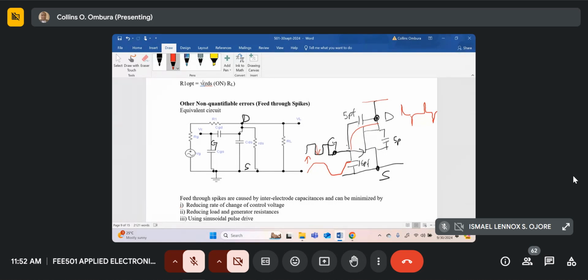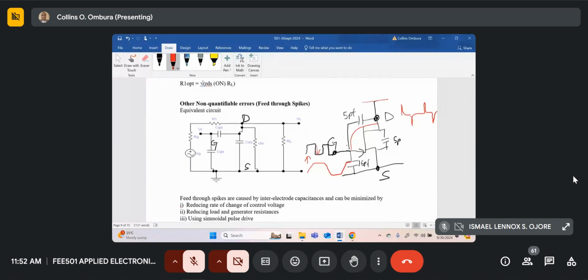So the rate of change, remember in your digitals, you are studying time rise and time fall. Time rise is the time it takes for a waveform to change from 10% to 90%. Time fall is the time it takes from 90% to 10%. So you can slow the rate of change of the voltage, and if you slow the rate of change of the voltage, the switching spikes will be less.